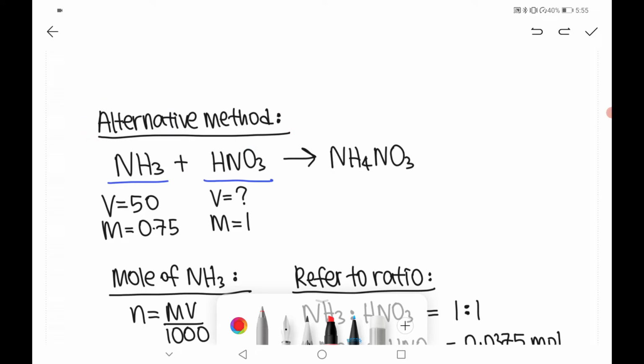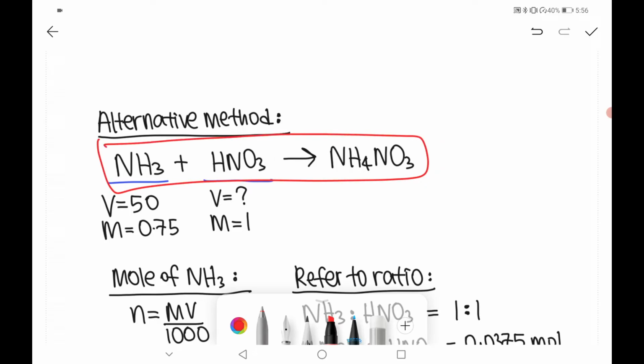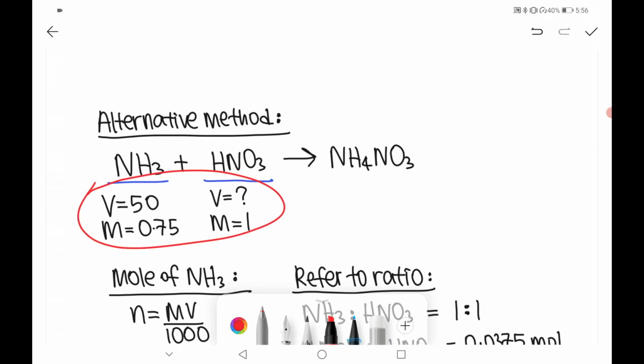Okay, so we start with the chemical equation first. In the chemical equation, you put in all the information. Alright, so let's start with mole.